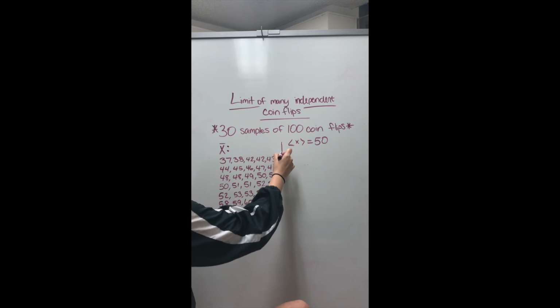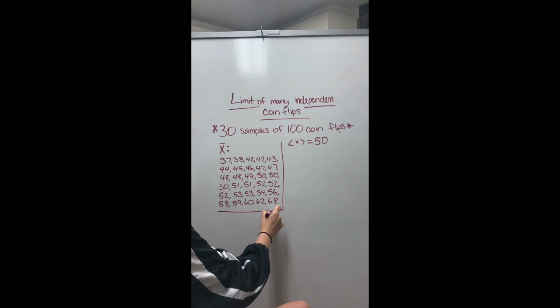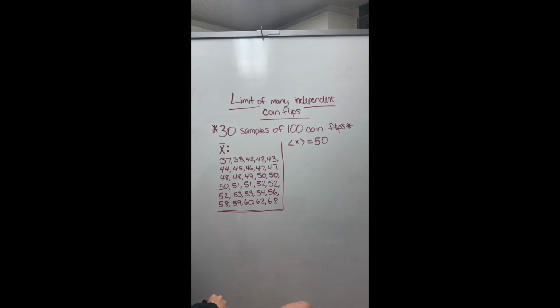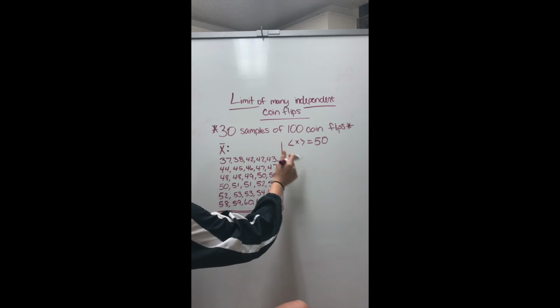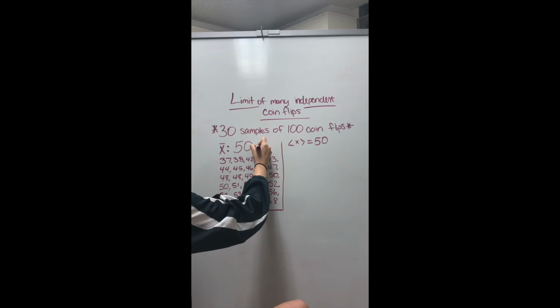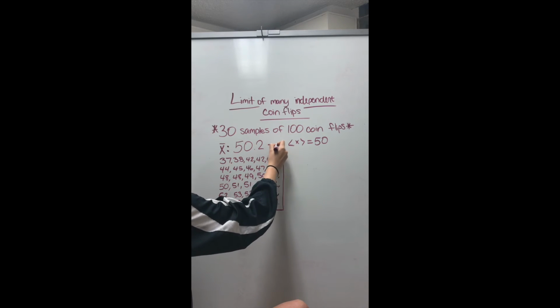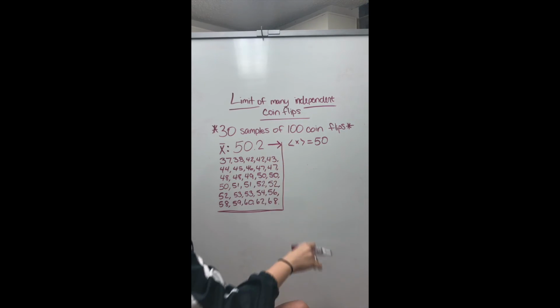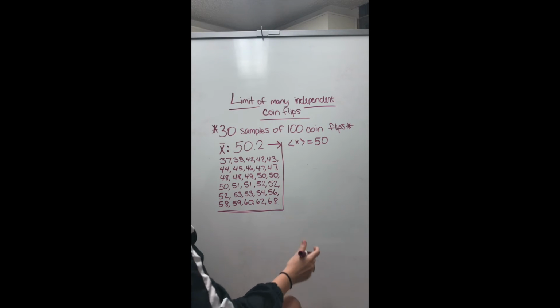Here I have a list of each of my samples' means. Each time I finished one round of 100 flips, I calculated the mean and repeated that 30 times. I also put them in order so it'd be easier to plot. So now that we have our list of means, we can find the mean of the means. Once calculated out, our overall mean here turns out to be 50.2. Our expected value is 50, so that compares nicely.